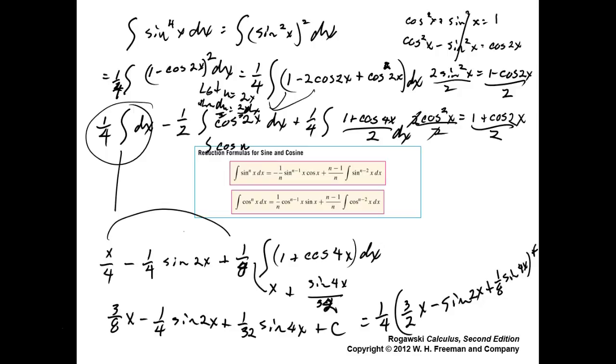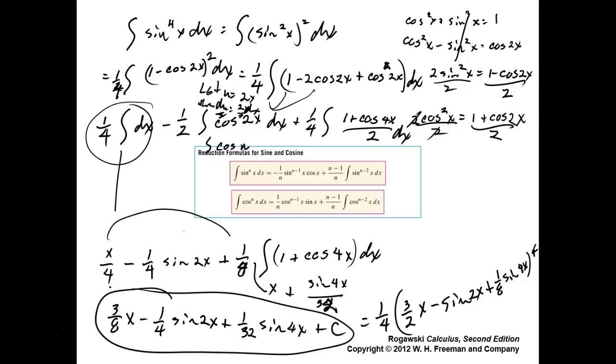No, they left it in the first way: 3/8 x, or 3x over 8, minus sine 2x over 4, plus sine 4x over 32, plus c. So they left it basically in this form here. All right. That was sine to the 4th. And now I'm guessing we must be out of time. We are. Okay, we'll begin next time.